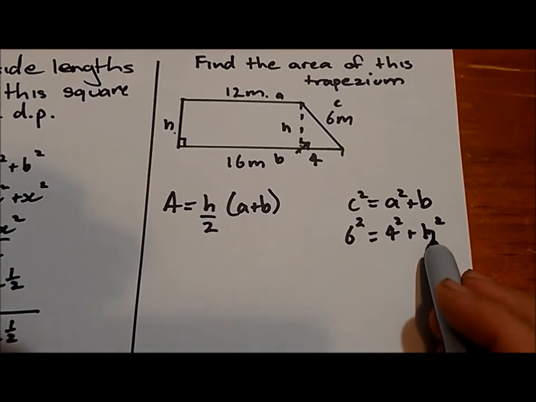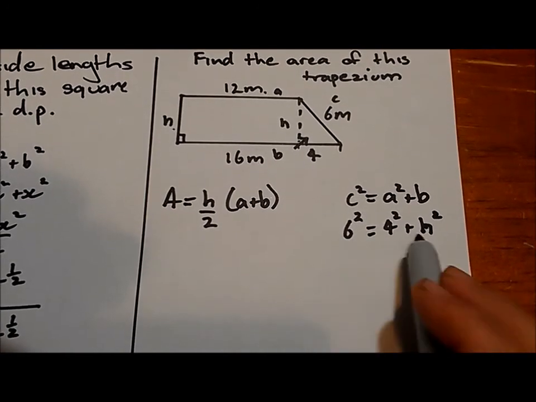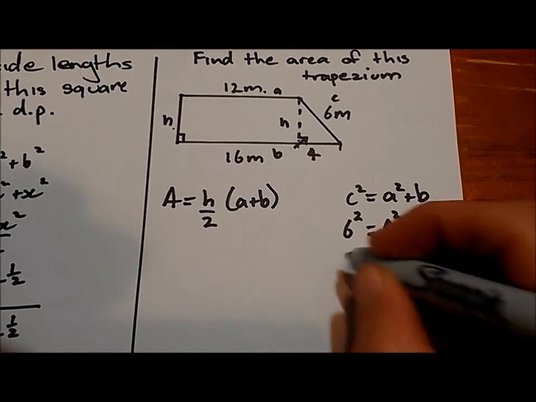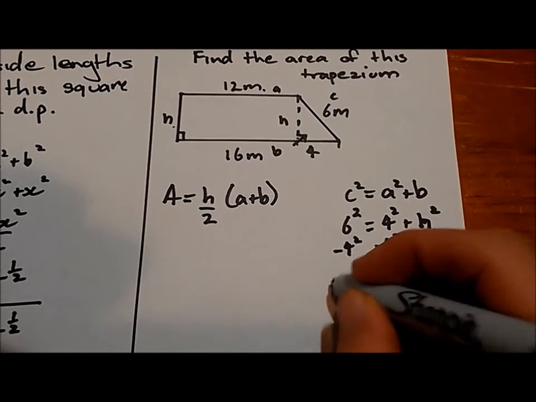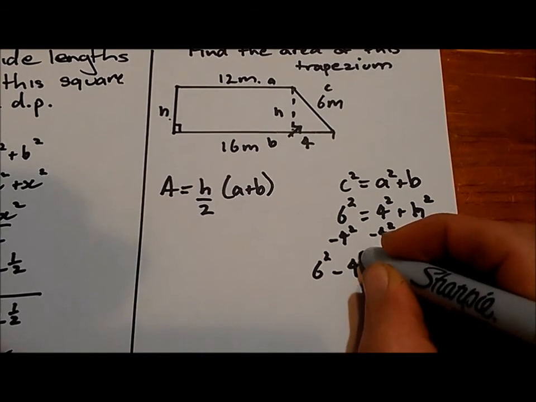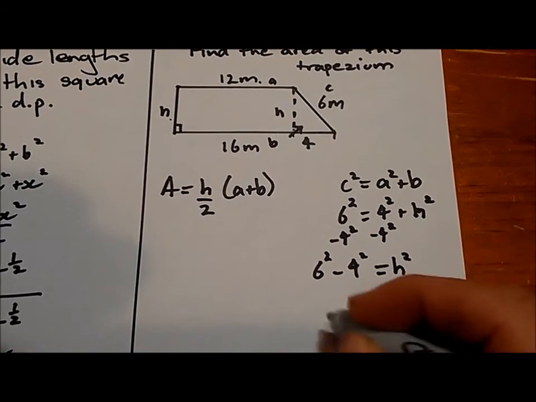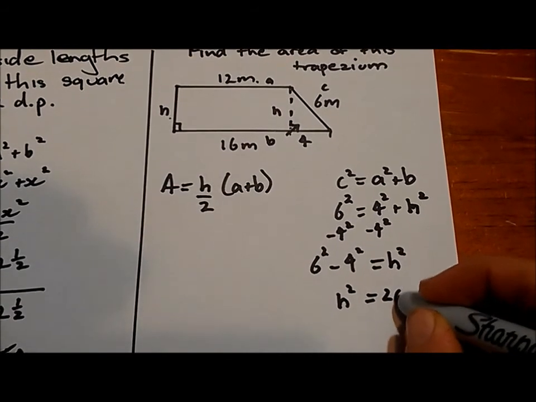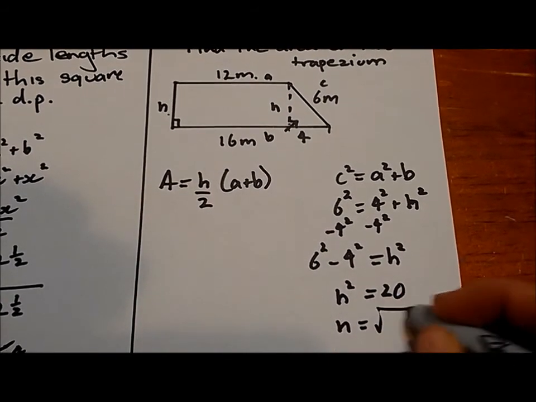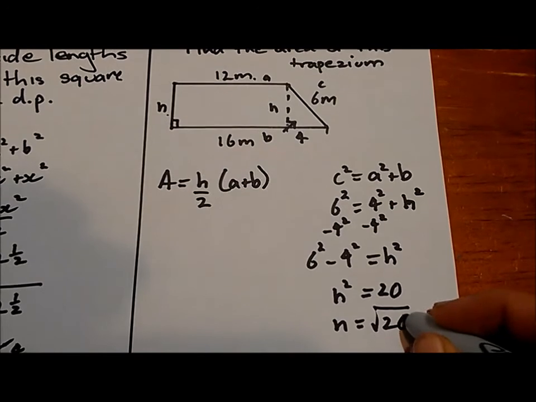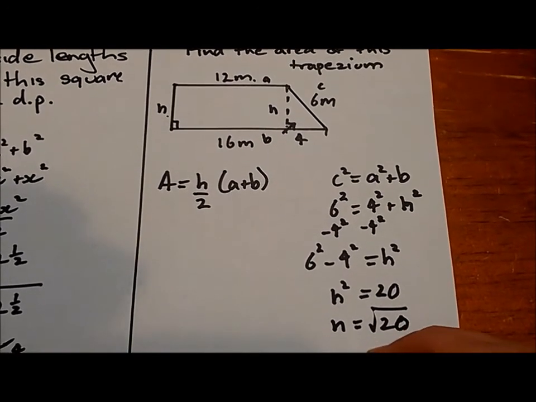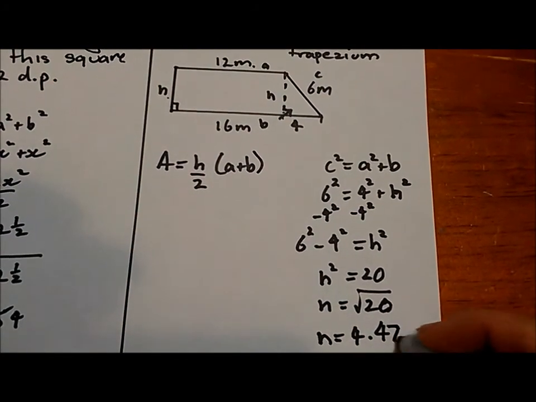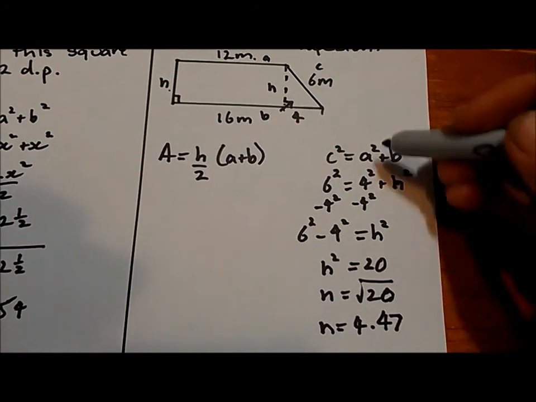To calculate h, it's a shorter side calculation. I have to solve the equation. So I'm going to subtract 4 squared from both sides. So I get 6 squared minus 4 squared is equal to h squared. I'll just reverse the order. I'll put the h squared over here. 36 take away 16 is 20. h will equal the square root of 20, which when we round it off, h will equal 4.47. So I've done my Pythagoras' theorem.